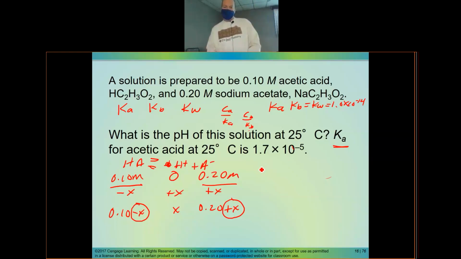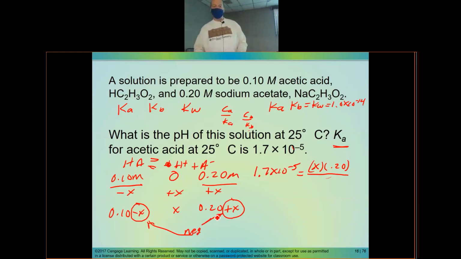All right, and so we have our Ka. It's 1.7 times 10 to the minus 5, and that's equal to the H plus concentration, which is X, times the concentration of A minus, which is 0.2 plus X, but I told you that since we have a reactant and a product, that X value is very small, and it will not change the 0.20, so we are neglecting these, all right, because we know it's going to be small. All Ka values are small. All Kb values are small.